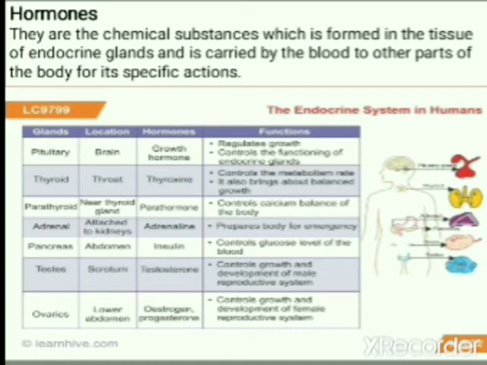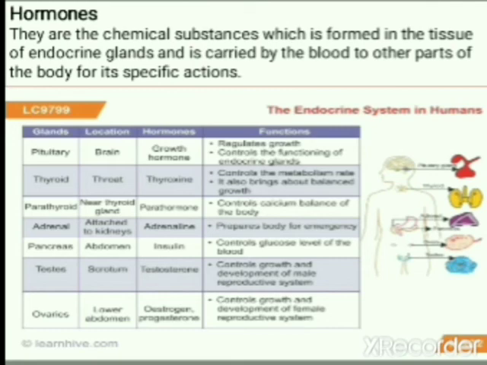Next is the parathyroid. It is located near the thyroid gland, and the hormone it secretes is parathormone. It controls the calcium balance of the body. Next is the adrenal gland, which is attached to the kidneys. It secretes adrenaline and prepares the body for emergency. Next is the pancreas, which is located in the abdomen. It secretes insulin. It controls the glucose level of the blood.